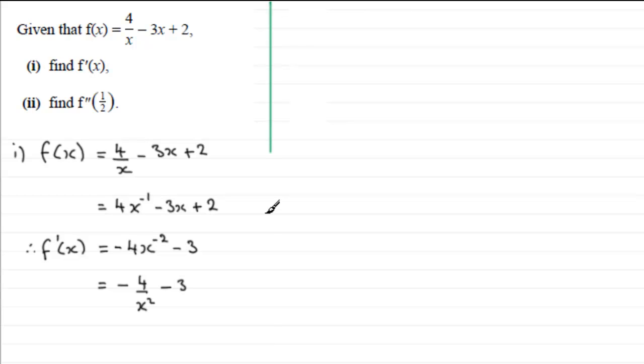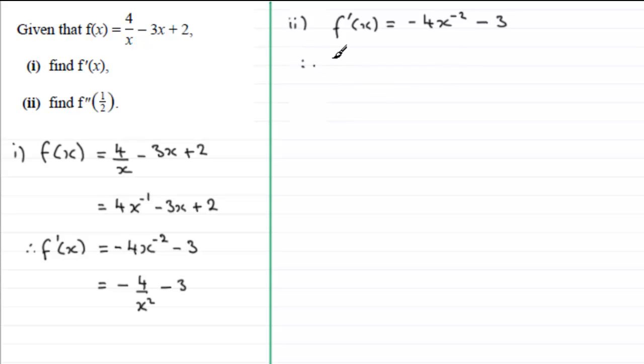So for the next part, okay, part 2, what we've got to do first of all is find the second differential of f of x. Okay, so we've got the first differential of f of x. I'll just copy it back down again. F prime x, if you like, or f dash x equals minus 4x to the power minus 2 minus 3. I'll write that version down because that allows us straight away to find this second differential. Okay, f double dash of x.